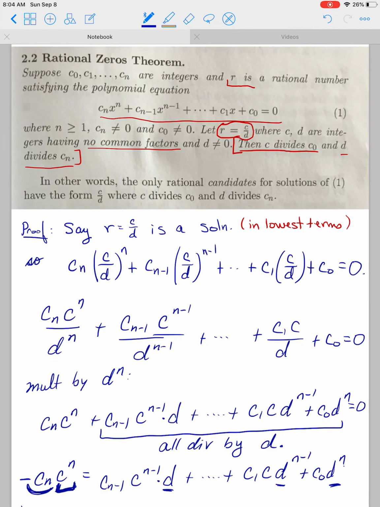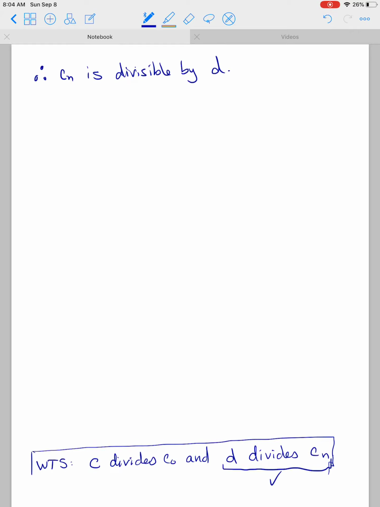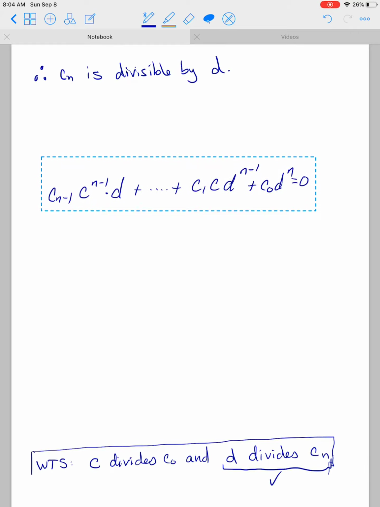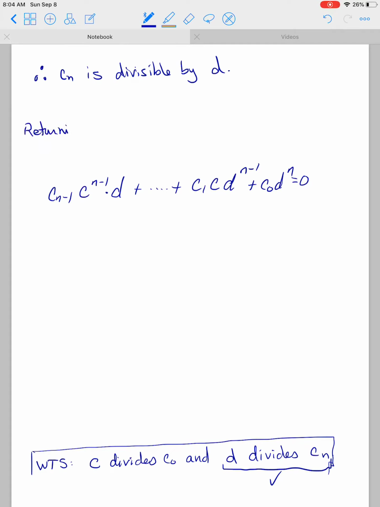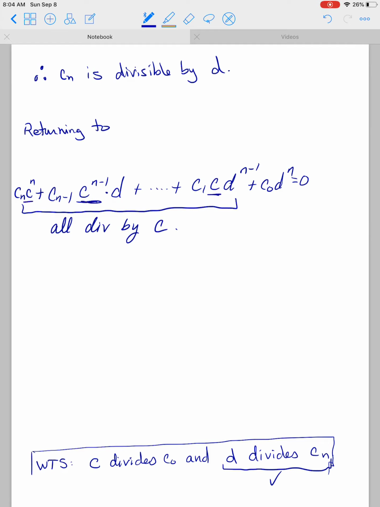And if we want to complete the proof, let me just copy this equation one more time. I think I've got it here, actually. So let's return to our equation. What was it? cn c to the n plus dot dot dot. If at the same time I look at the first terms of it, I see that these are all divisible by c. Right? This one has a c to the n, this has a c to the n minus 1, this term has a c in it.